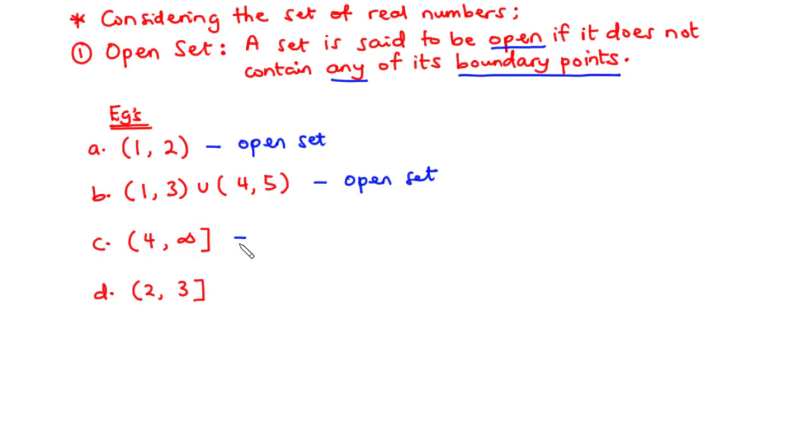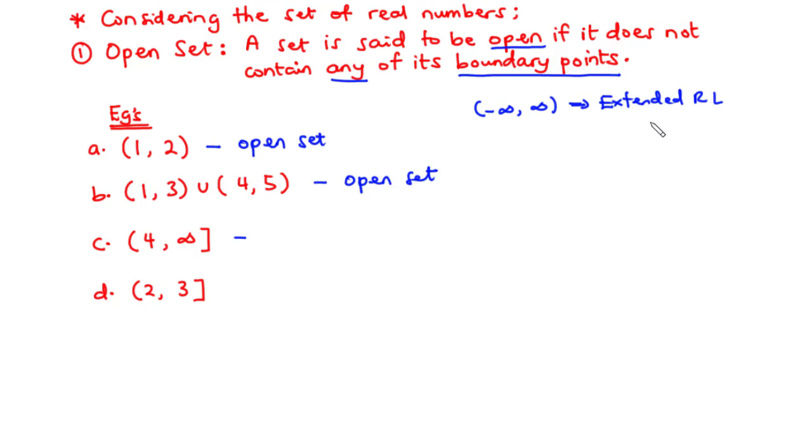Now let's move on to C. So here we have an open interval 4 and then a closed interval infinity. Now, since we are considering the real number system, infinity is not a member of the real number system. So infinity, or better still, positive infinity, is not a member of the real number system. Negative infinity, on the other hand, is also not a member of the real number system. Now, if you want to extend the real number line so that you have negative infinity and infinity, then we call that the extended real line.